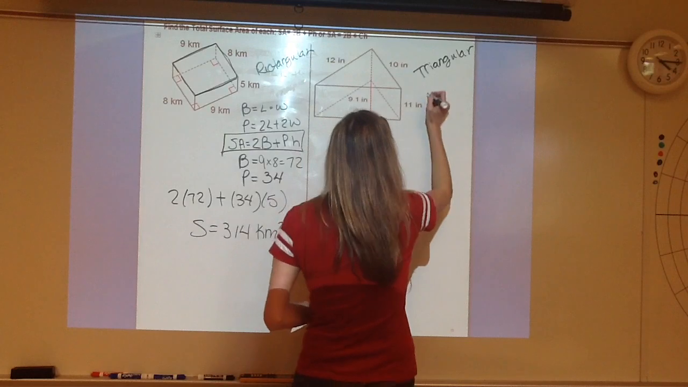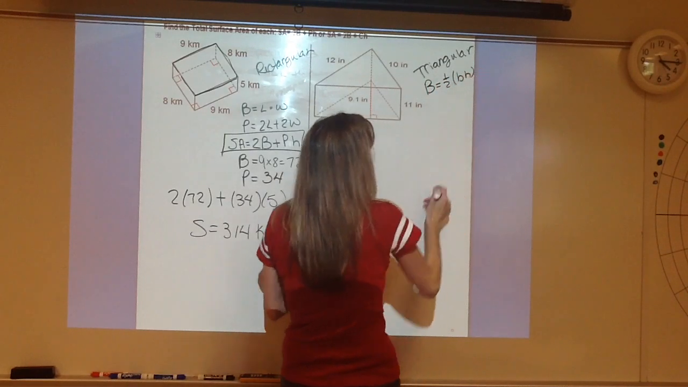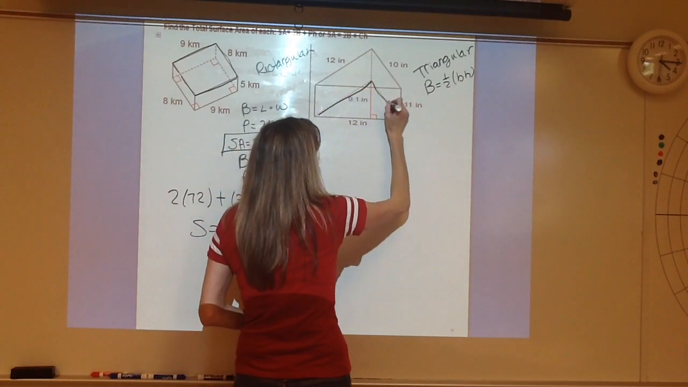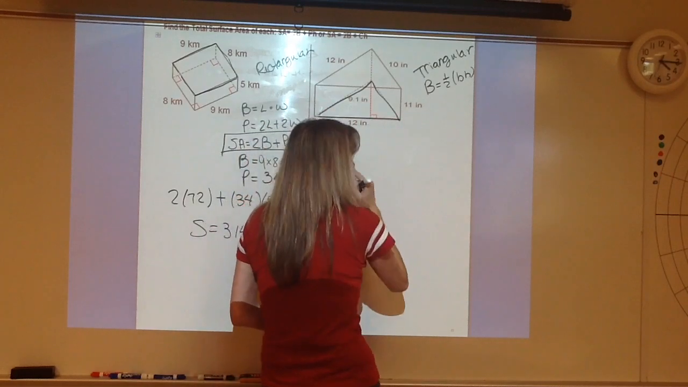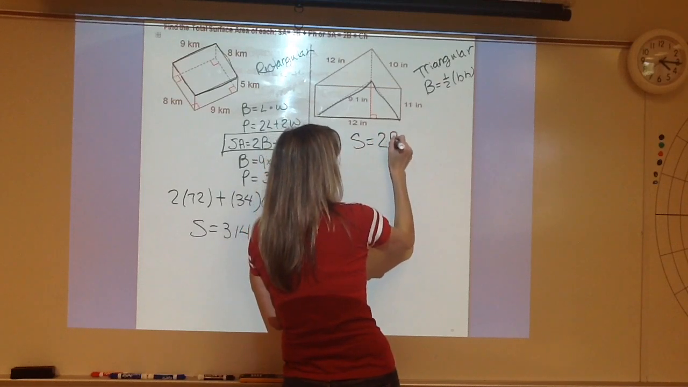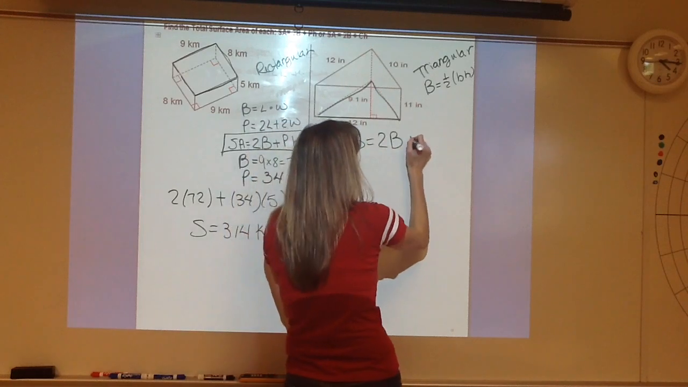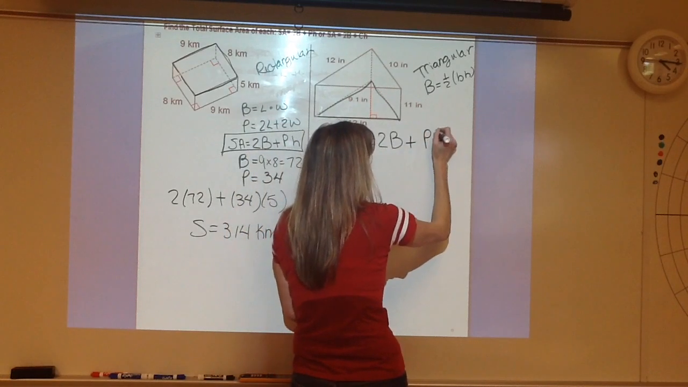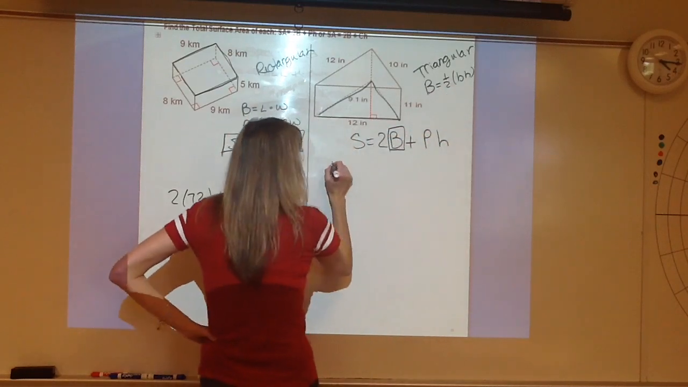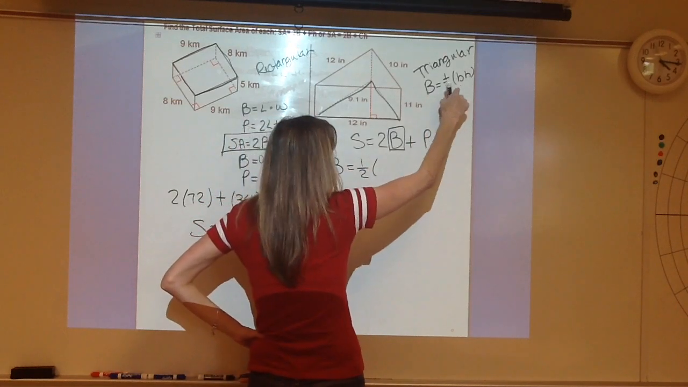So look on my formula chart, and I know the area of a triangle is 1/2 base times height of the triangle. By the way, here's my triangle bottom right here. Alright, so the formula for the surface area of a prism is 2 times the area of the base, because there's 2 bases, plus the perimeter of the base times the height of the shape. First thing I want to do is figure out what big B is. Here's my formula. So big B is 1/2 the base of the triangle.